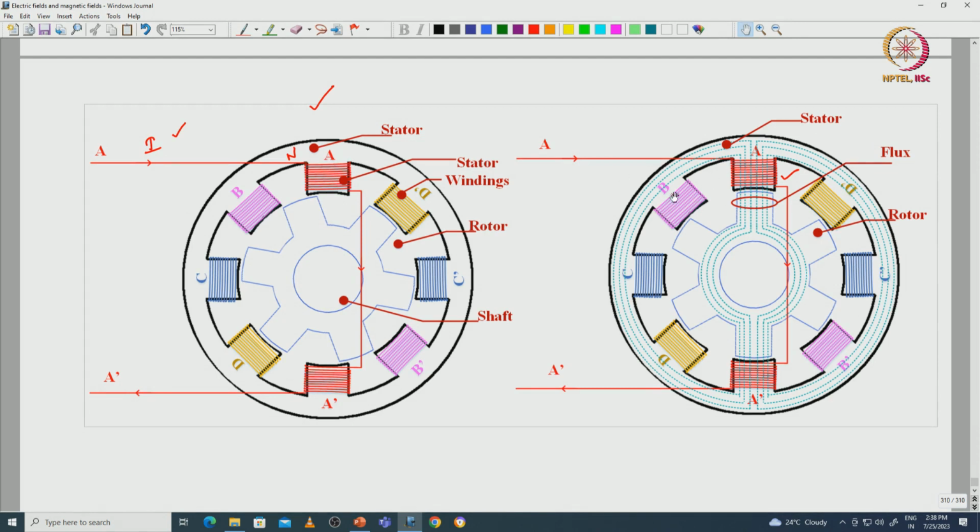Next, if we excite the B phase winding, then the nearest rotor pole will align towards the B phase. Same way C phase. Like that, based upon the reluctance principle as well as the magnetic attractions and repulsions, this machine will work.